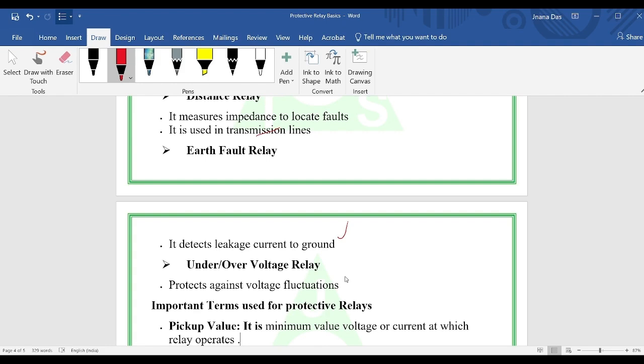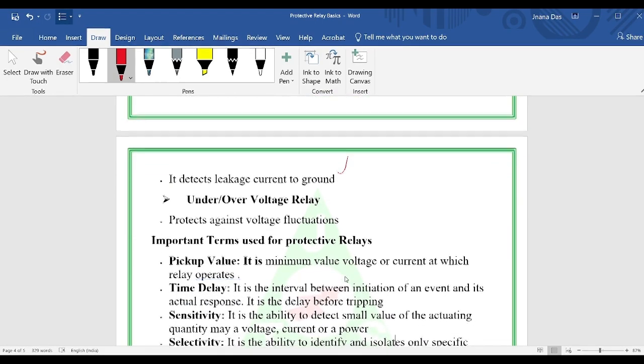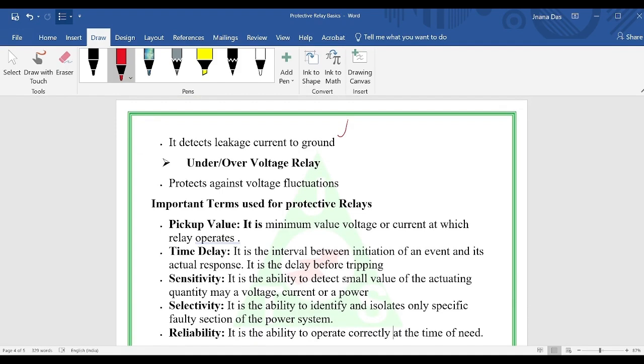Before going in depth, we have to remember some basic terms used in protective relays. One is the pickup value. It is the minimum value of voltage or current at which the relay operates. This is the pickup value.